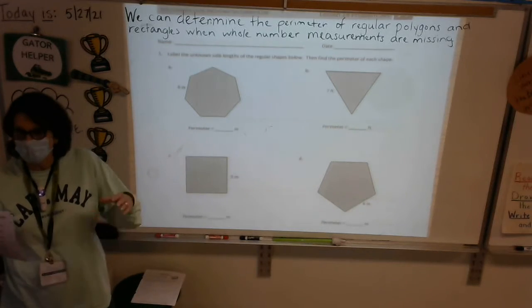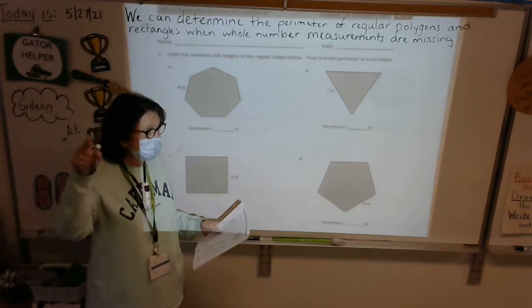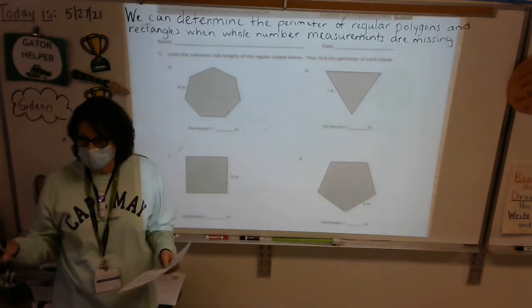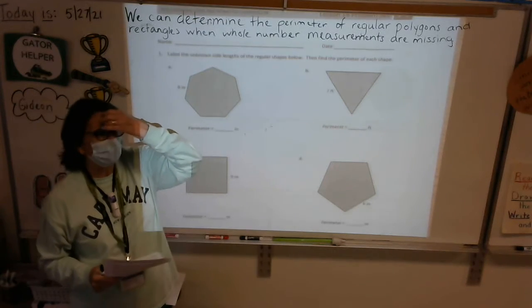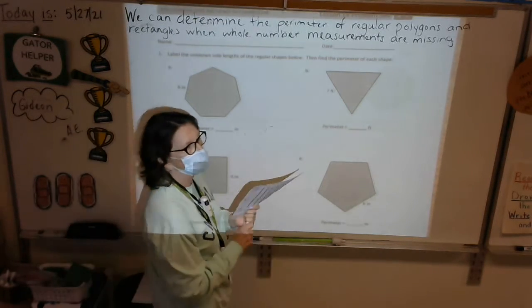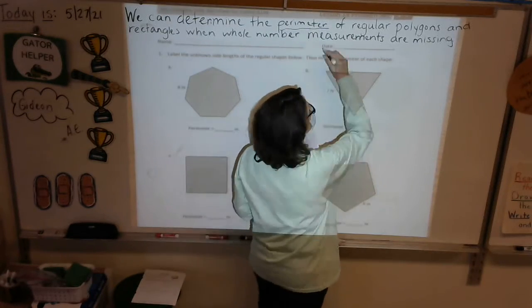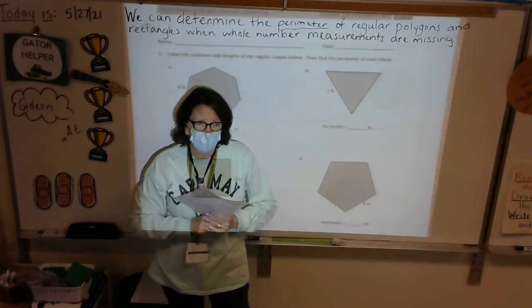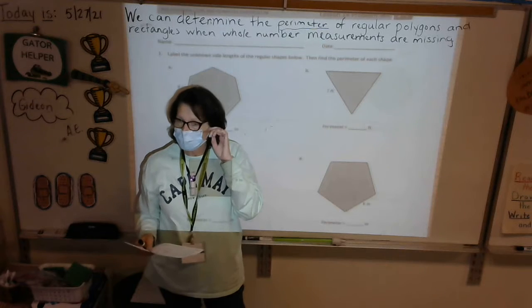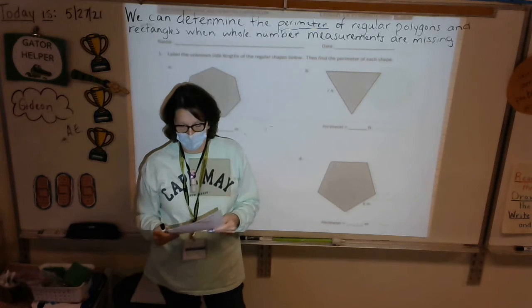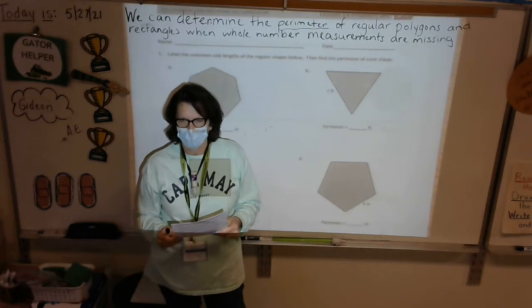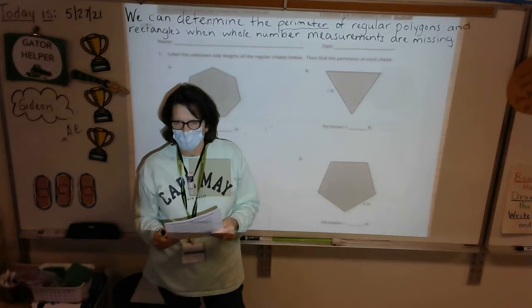We all know that the perimeter is the boundary or outline of a shape, correct? So what is a regular polygon though? We will be finding the perimeter, but we need to know for sure. Let's remind ourselves what a regular polygon is. Kalia. A regular polygon is like a square or rectangle. They have equal sides.